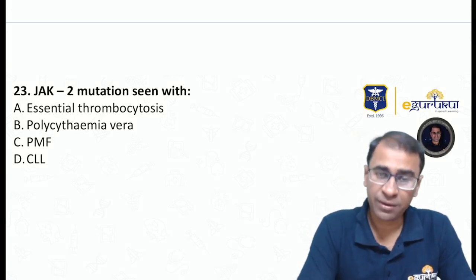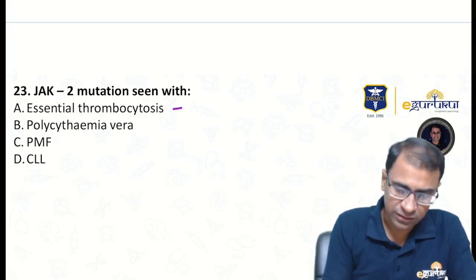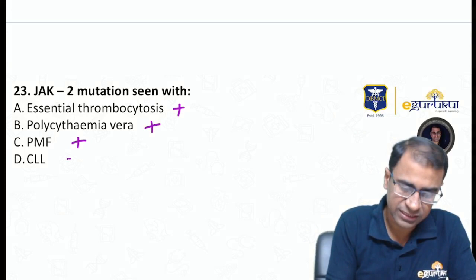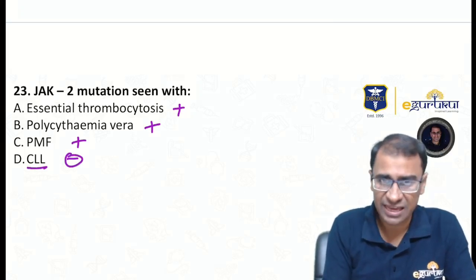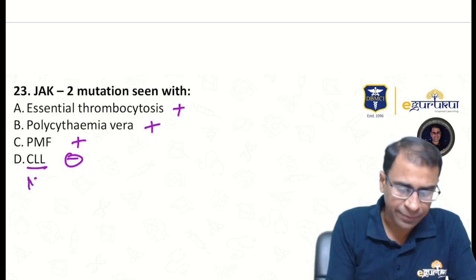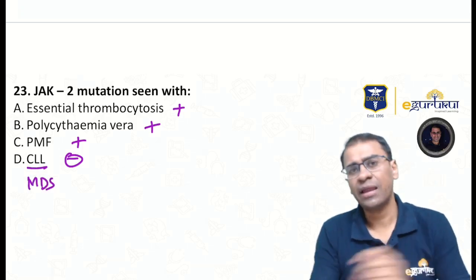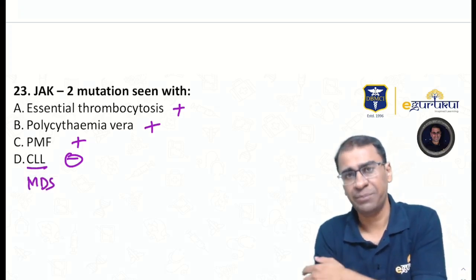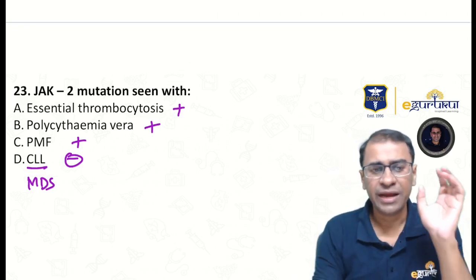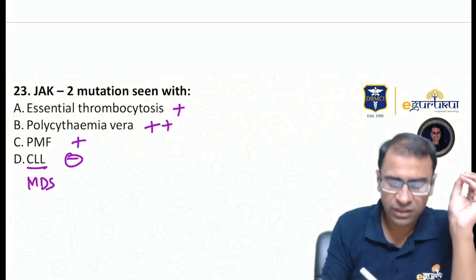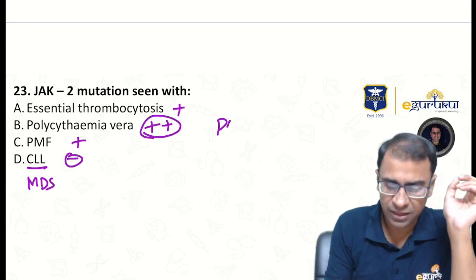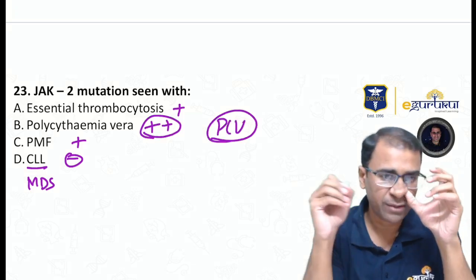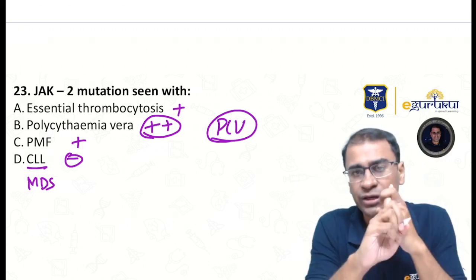JAK2 mutation is seen in. Remember guys, JAK2 is seen in yes, yes, yes, and no. Well, some students said that it was not CLL. Sir, it was not CLL. It was basically an MDS. Some students told it was actually, sir, a CMPN. Well, whatever it was, remember, it is maximally seen in polycythemia vera. So the best single-choice answer would be PCV, because 60-70% of cases will show you JAK2 mutation.